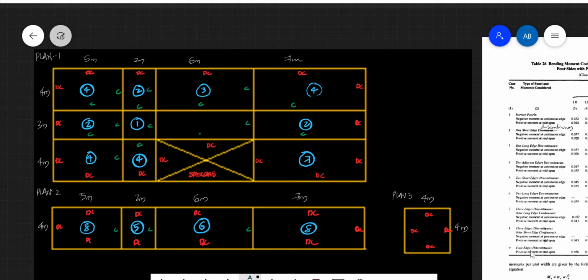And the last one, that is 4 edges discontinuous. That is, this one is 4 edges discontinuous. That is, I could take it as panel number 9. So we have missed one.